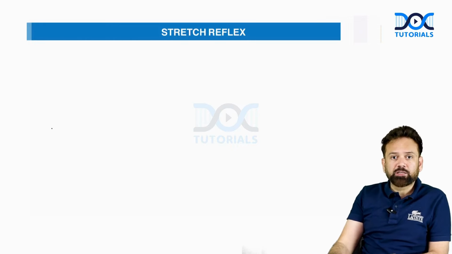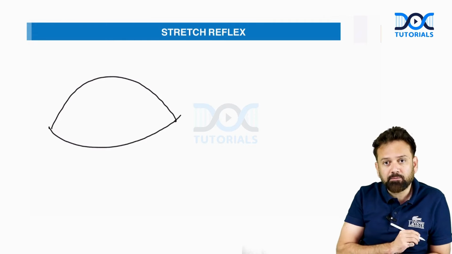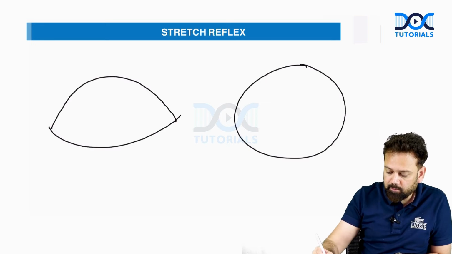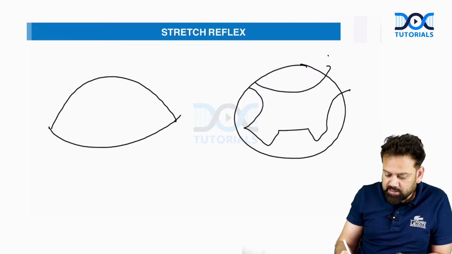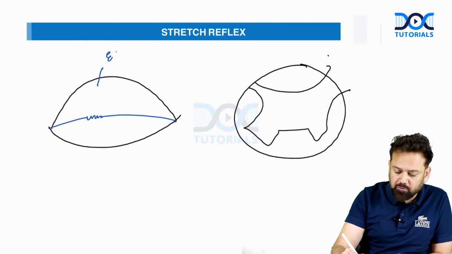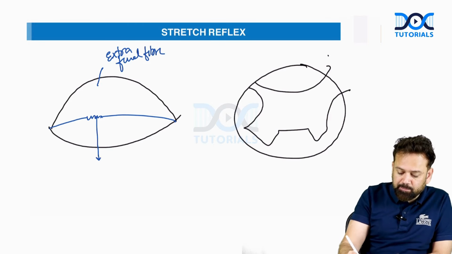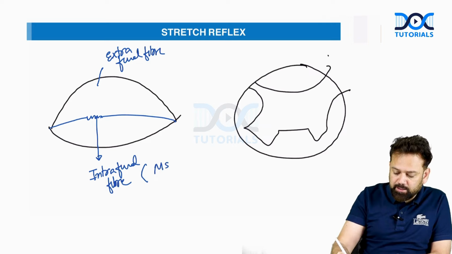Now, coming to the stretch reflex, monosynaptic reflex, this is the main muscle called as extrafusal fiber. This is spinal cord. Inside every muscle, there is a small chip. Main muscle is called as extrafusal fiber. Inside it, there is a chip called as intrafusal fiber, also called as muscle spindle.